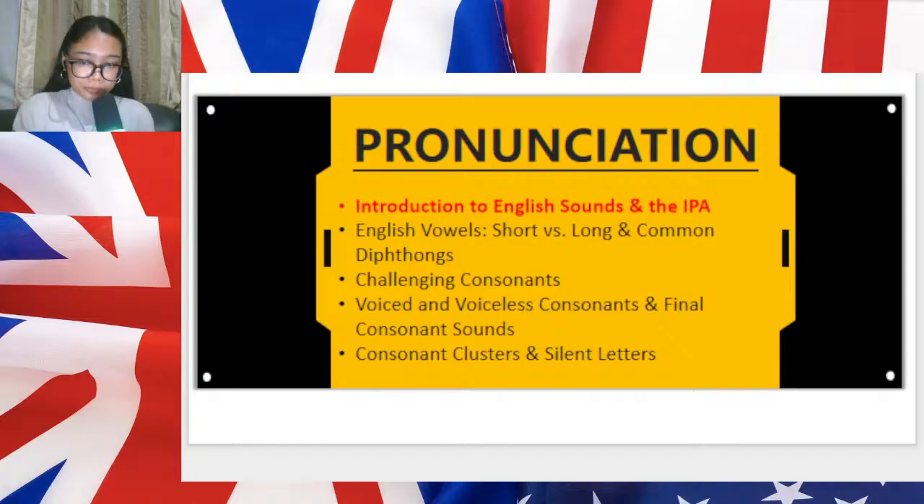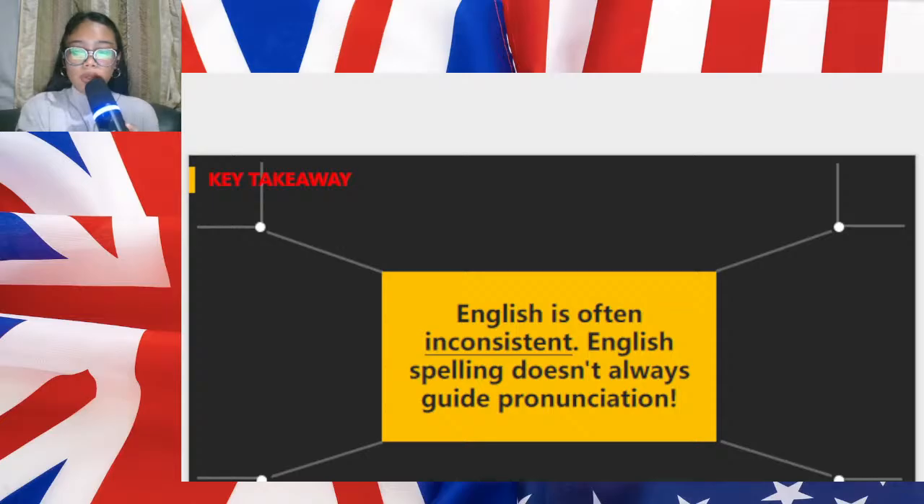Now, again, we are going to talk about the topic, pronunciation. The lesson is pronunciation, under the topic Introduction to English Sounds and the IPA, but we are going to focus on the IPA for today, for the second session, because we've already talked about English sounds, most particularly letters versus sounds, okay?